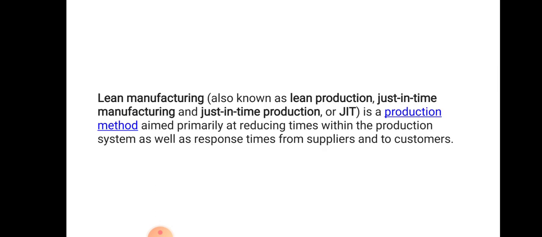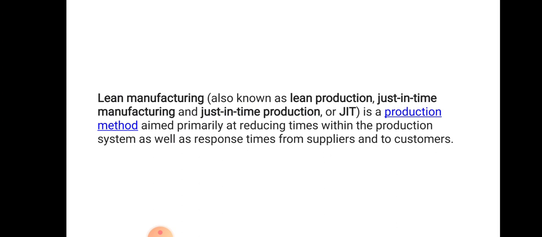Next, let us see what you mean by lean. Before understanding what you mean by lean manufacturing, let us go to what you mean by lean. Lean is nothing but creating more value for the customers. How are we creating more value for the customers? By identifying, eliminating or reducing the waste. This is how we create value for the customers.